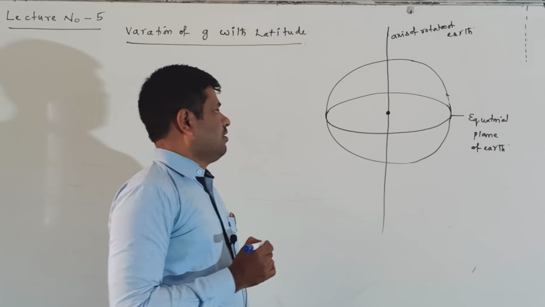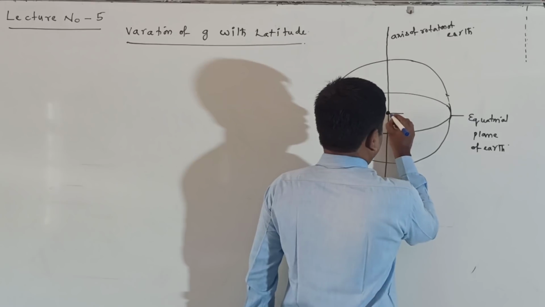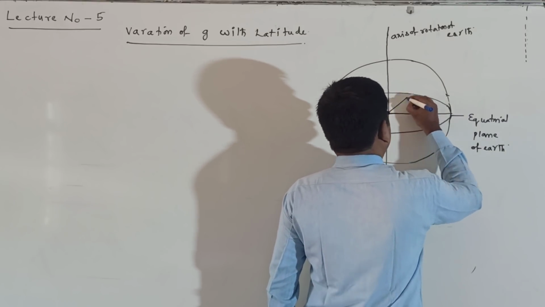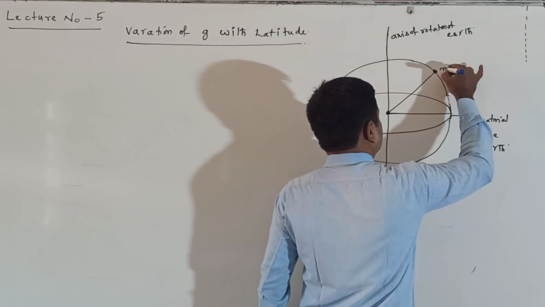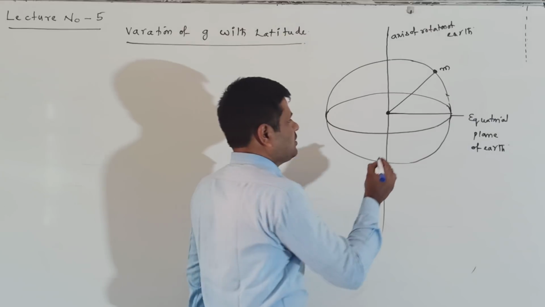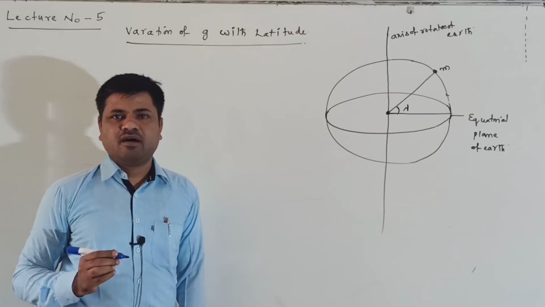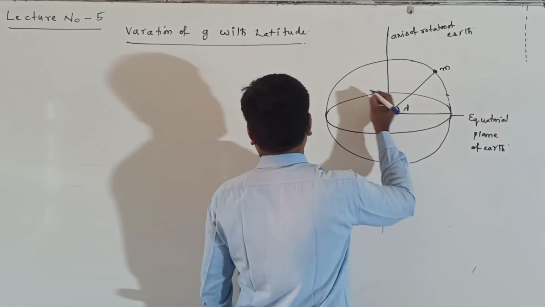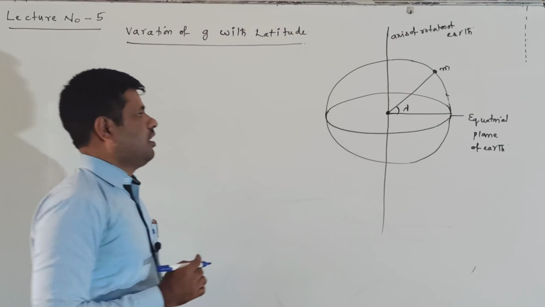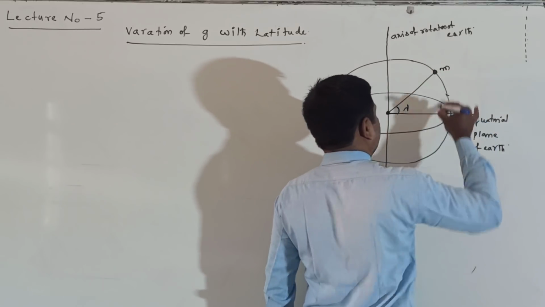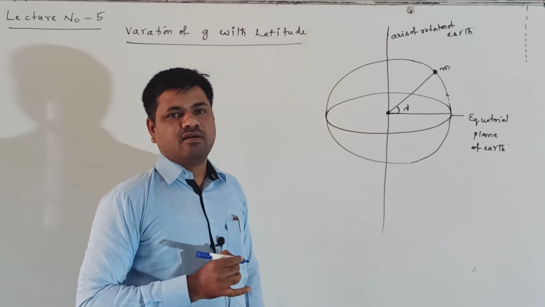Listen carefully. Now the body I am placing here has mass m. It makes an angle lambda with the equatorial plane of earth. This lambda is called the latitude. Right, clear? This is the mass of the body placed at angle lambda, and that angle is called the latitude.